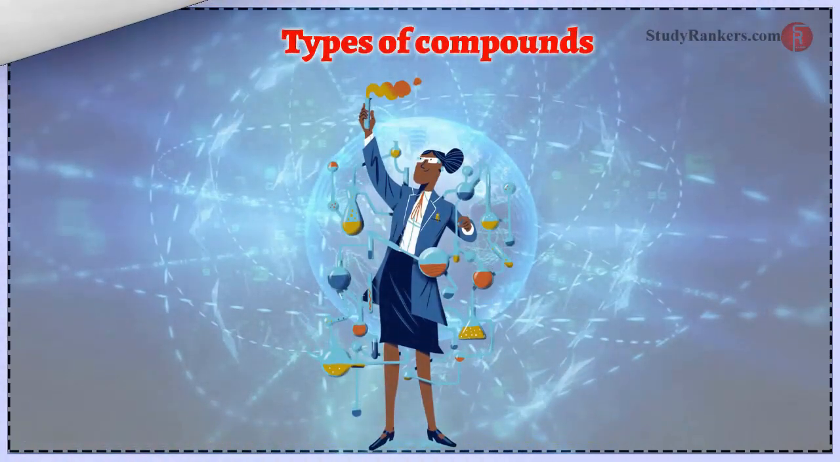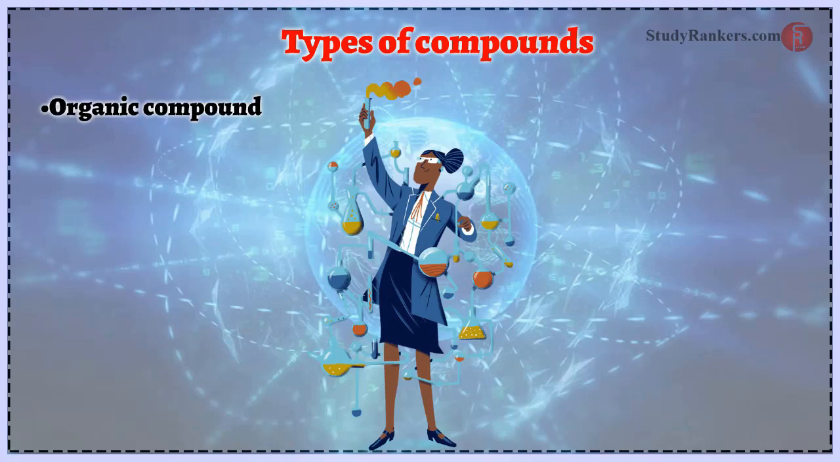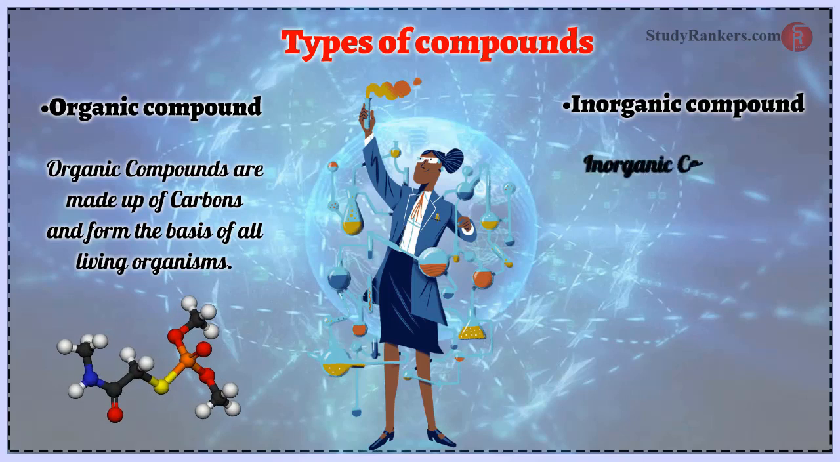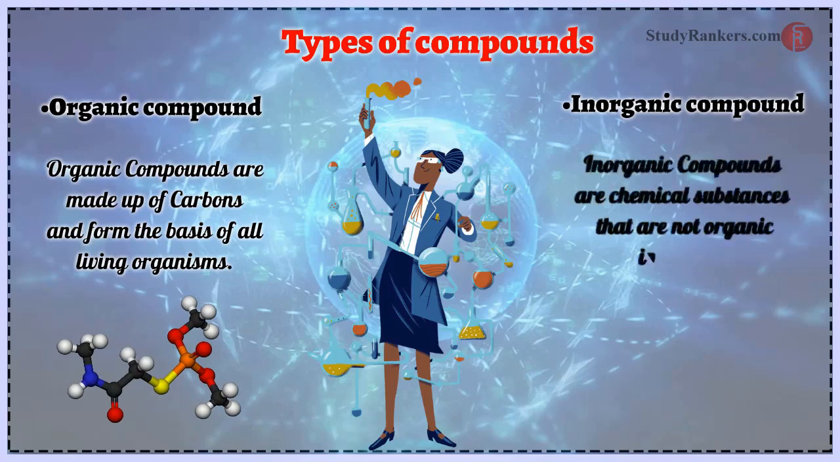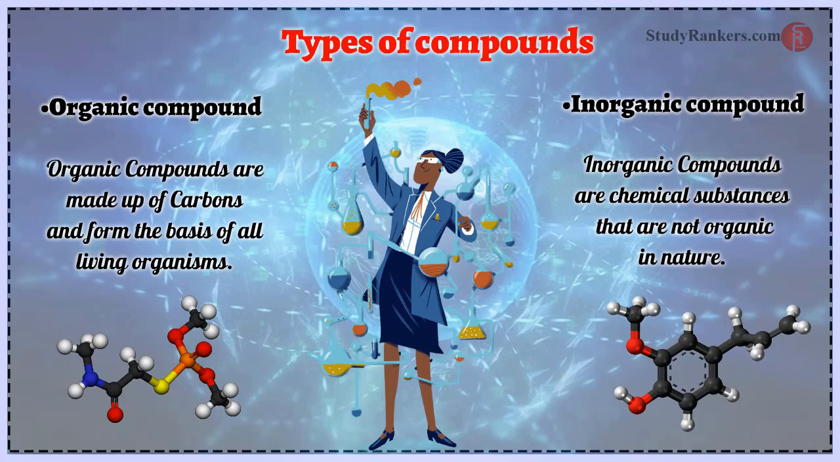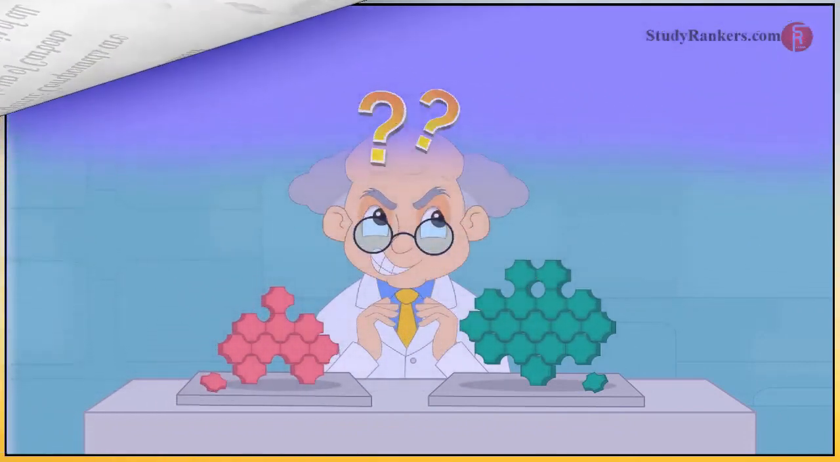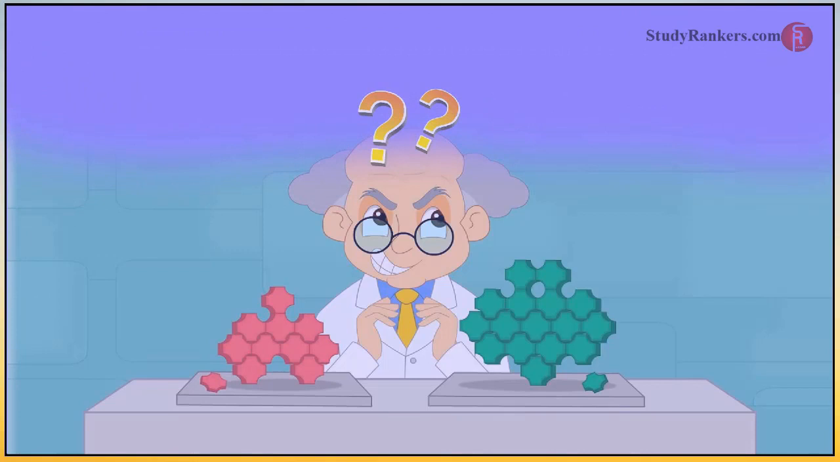There are 2 types of carbon compounds, organic compounds and inorganic compounds. Organic compounds are made up of carbon and form the basis of all living organisms. Inorganic compounds are chemical substances that are not organic in nature. Inorganic compounds consist of carbonate and bicarbonate compounds along with oxides of carbon. So, how does carbon form different types of compounds? It does so by forming covalent bonds by sharing of electrons.